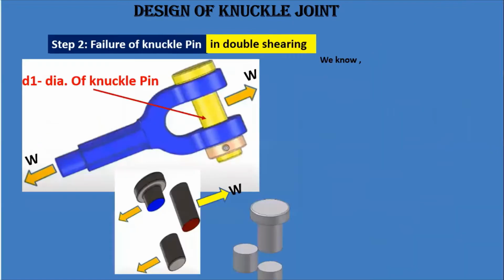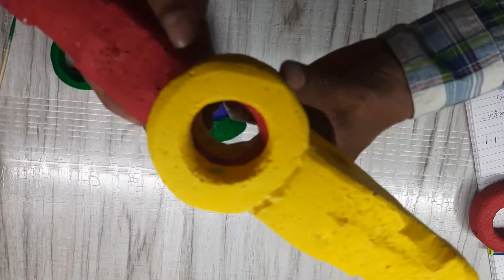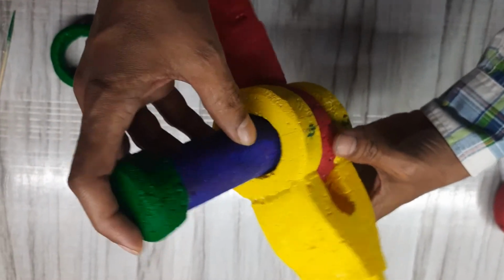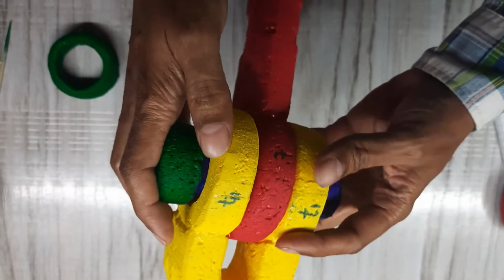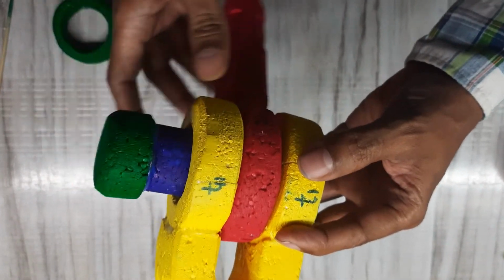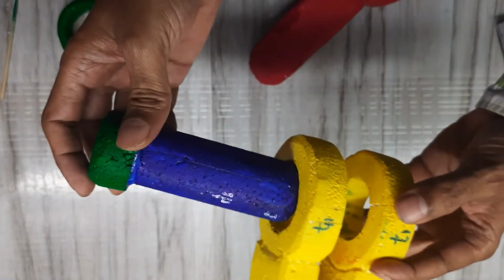Then the next is step 2. Failure of a knuckle pin in double shearing. How is it possible? I'll show you practically on the model. Failure of knuckle pin in shearing, how it takes place, I'll tell you. This is how we are inserting. But for better understanding, I'll remove this one.